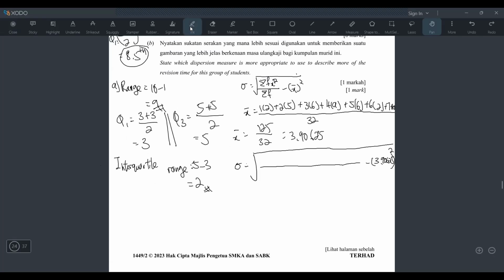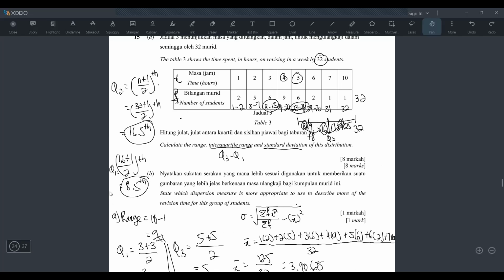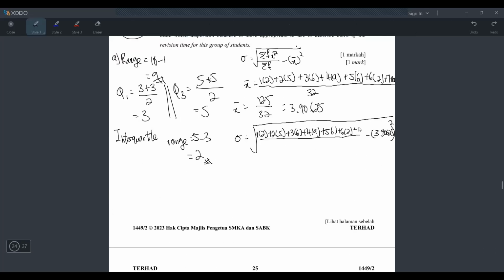Or you can say it like this: if you want to take frequency times x squared, is it the same if I take x squared times frequency? It's the same, right? So what you do is you can actually do it like this. You copy whatever you wrote for the mean just now. 1 times 2, you just copy. 1 times 2, and then 2 times 5, and then 3 times 6, and then 4 times 9, and then 5 times 6, and then 6 times 2. This one is 7 times 1, 10 times 1, right? Yeah, 7 times 1, 10 times 1.